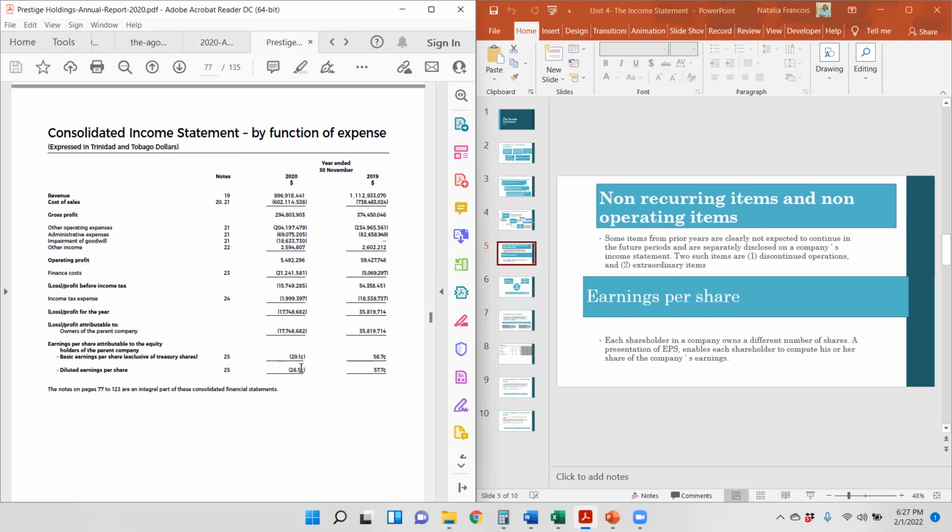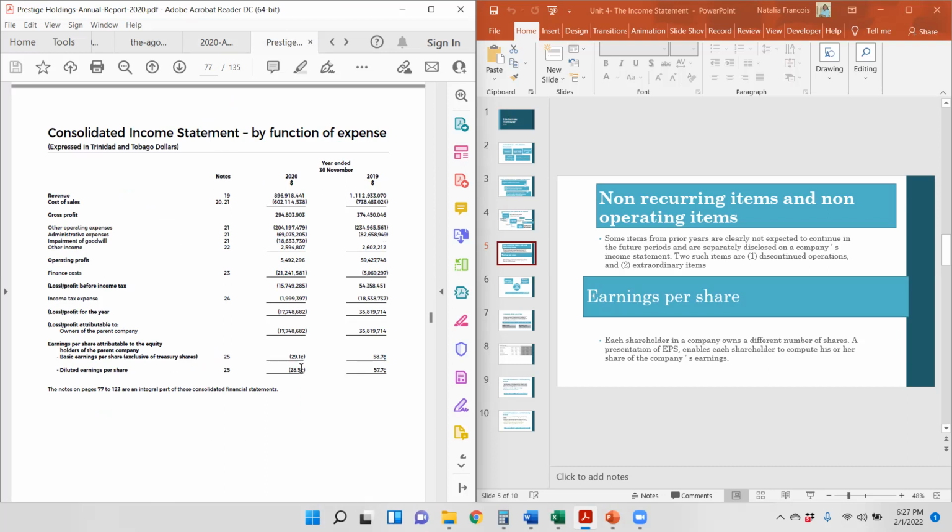Prestige Holdings. $29.01 is the price of a share. Now, if you go to the stock market, you might see the share price for more than that, right? Diluted earnings per share, 28.5, right? As if the company wants to dissolve.